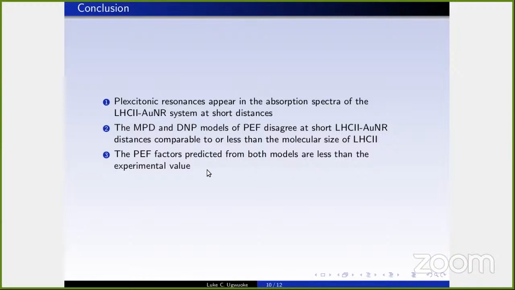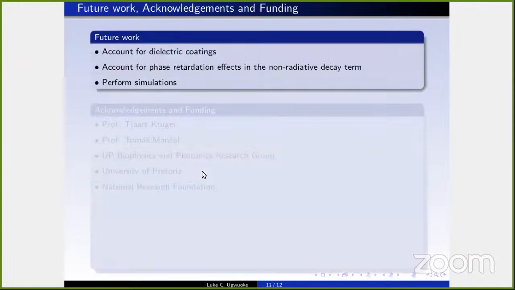And then the enhancement factors from the two models are less than the experimental value. But we attributed this mostly to the fact that we are yet to account for dielectric effects and also some retardation effects induced by size-dependent damping and dynamic polarization of the induced surface charges around the nanostructure. We are yet to account for these effects in the non-radiative term. And then hopefully after this, we can perform simulations to see which one works better when compared to experiments.